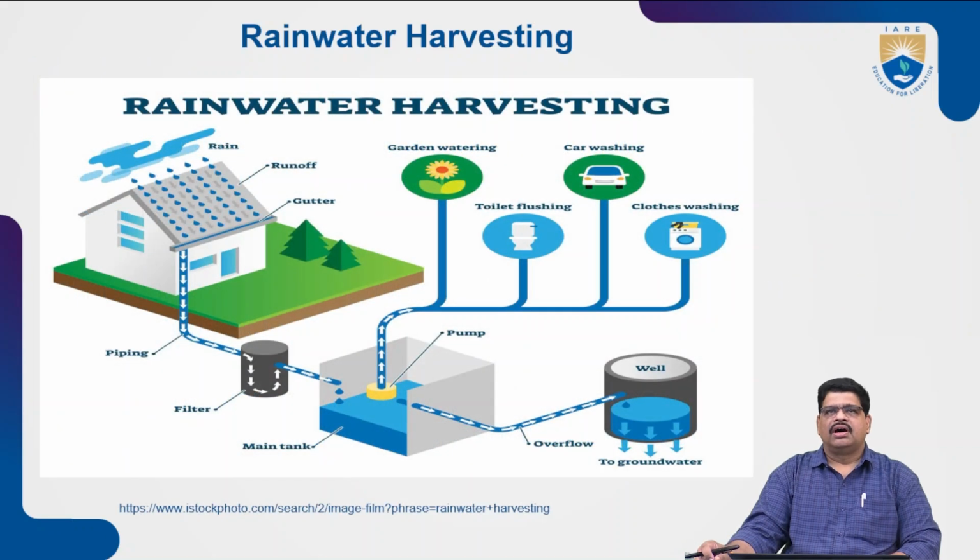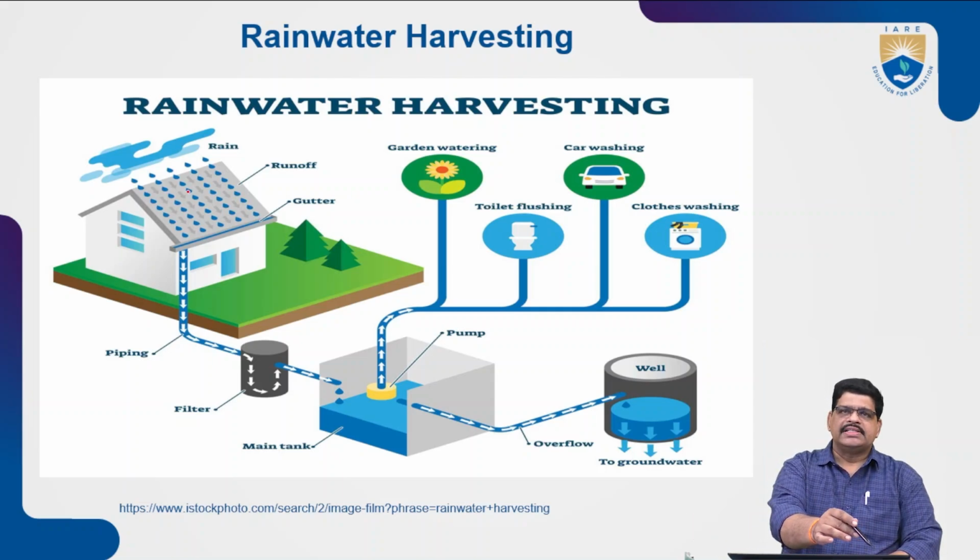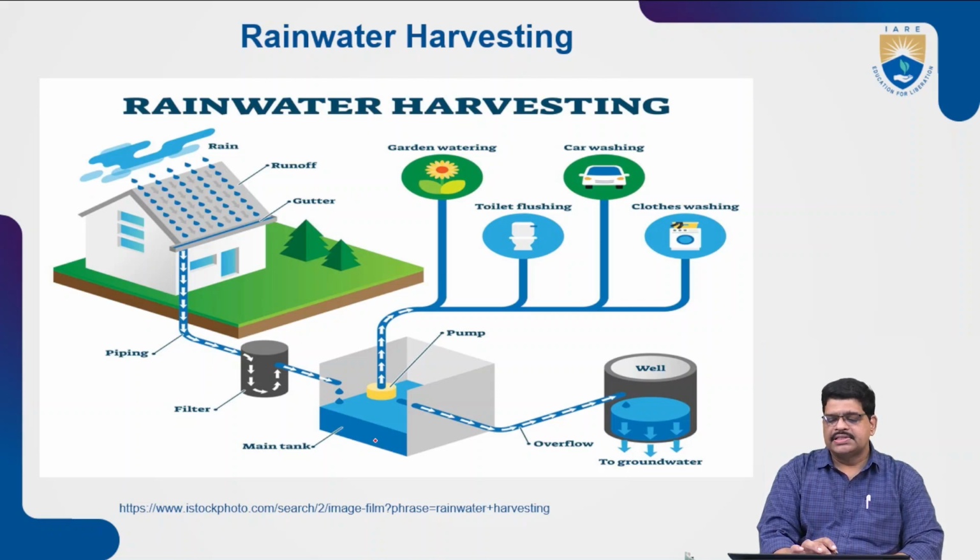Let us see rainwater harvesting in the diagram. The rooftop water is available on the roof. The runoff water comes from the top through the pipeline and is stored in one tank, and then it is transferred to the main tank. From the main tank, the water can be reused for gardening, toilet flushing, car washing, and cloth washing, and some of the water, after some purification, can be sent to the wells.